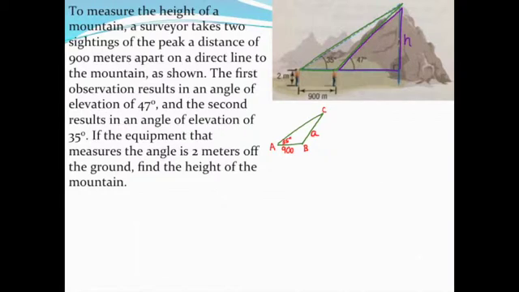In this particular situation, if you look at the diagram, we're given a few different pieces of information. We're 2 meters tall. We're taking the angle of elevation of this mountain as we stand 900 meters apart. And so that's the information I'm given in this diagram.